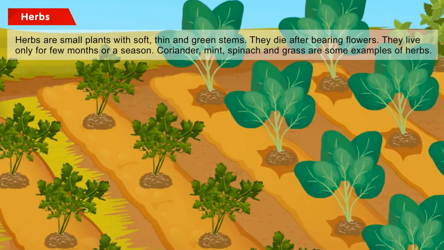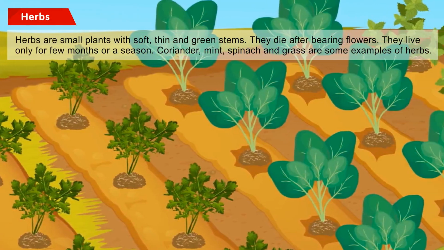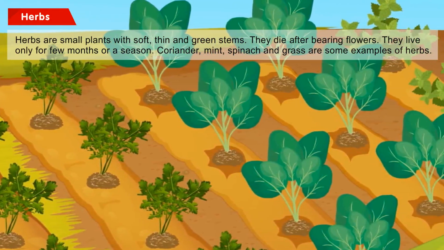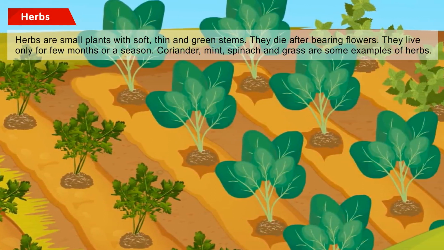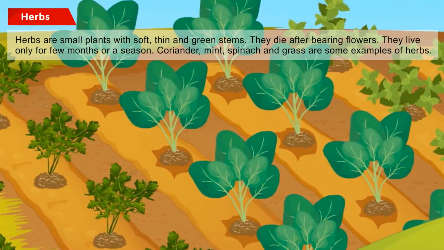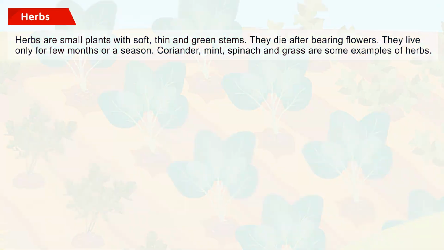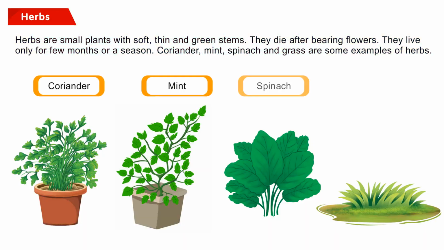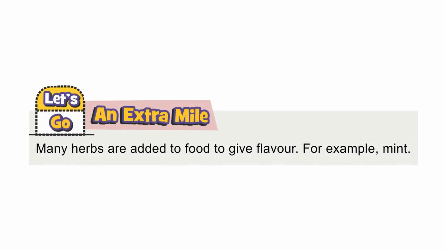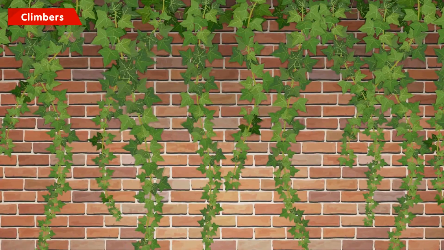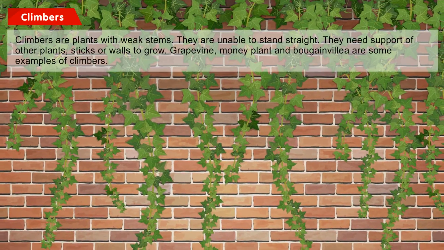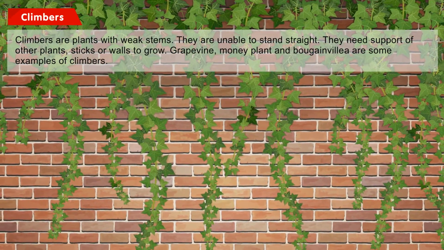Herbs. Herbs are small plants with soft, thin and green stems. They die after bearing flowers. They live only for few months or a season. Coriander, mint, spinach and grass are some examples of herbs. Let's go an extra mile. Many herbs are added to food to give flavor. For example, mint.